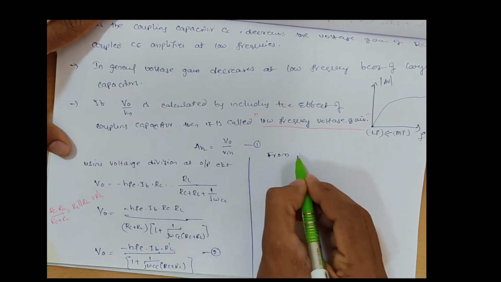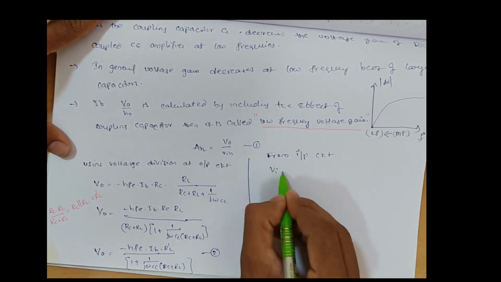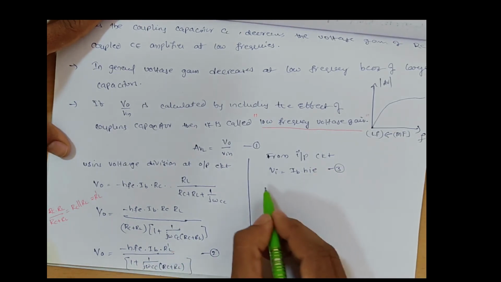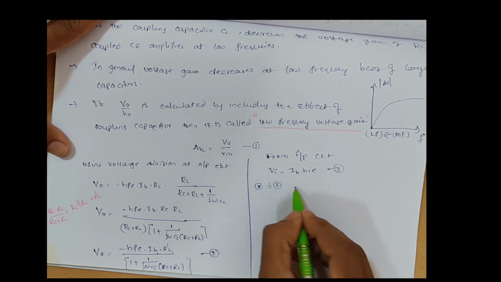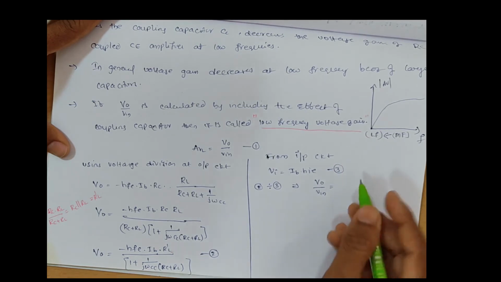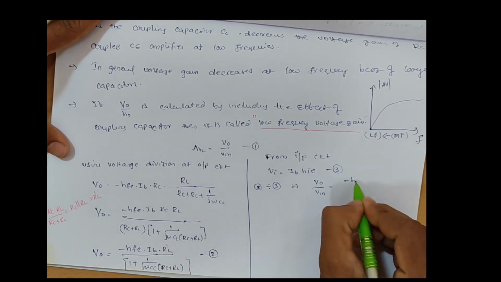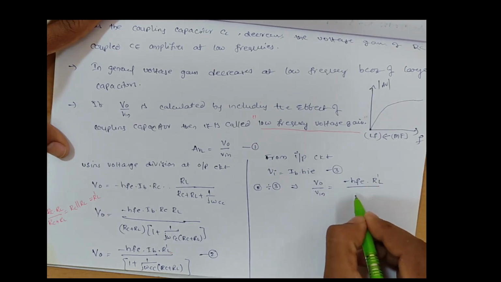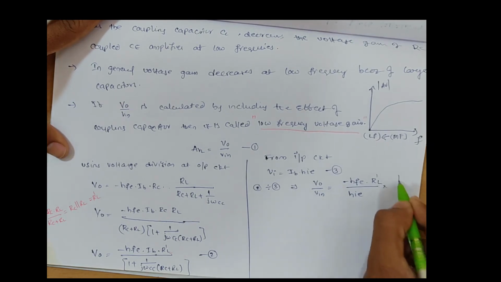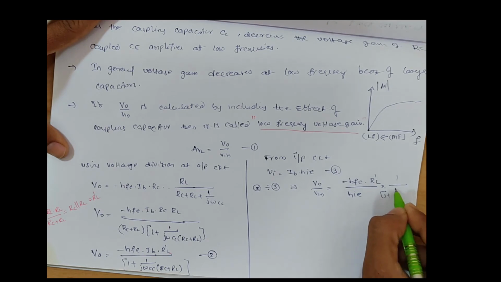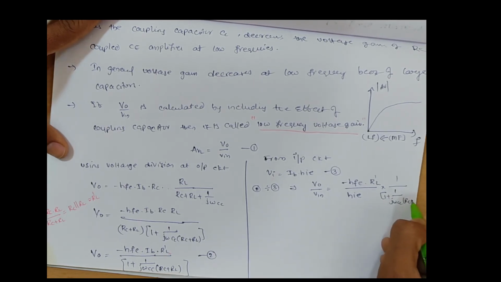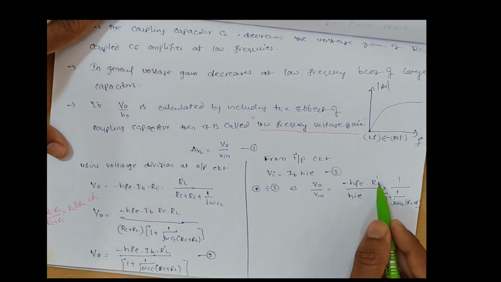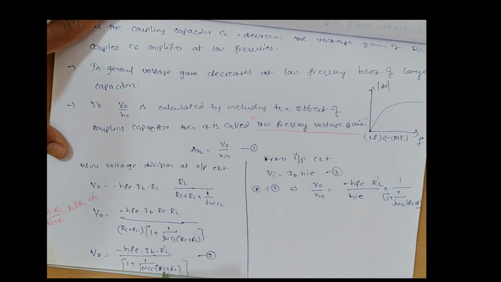From the input circuit, what can we write? Vi equals IB into hIE. This is equation number 3. As V0 by Vi is equation 2 divided by equation 3, we can write V0 by Vi equals, IB and IB will be cancelled, directly minus hFE into R dash L by hIE into 1 by 1 plus 1 by j omega CC into RC plus RL.